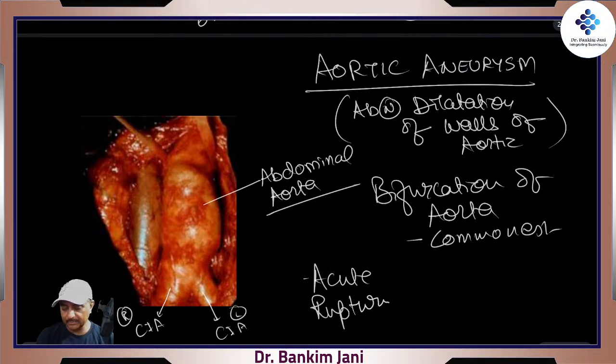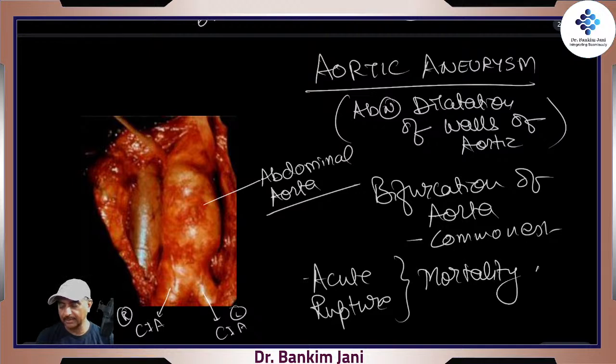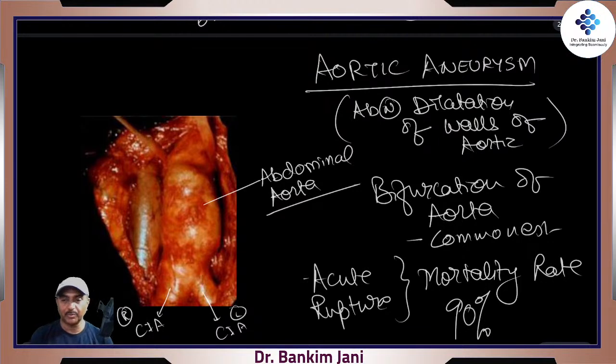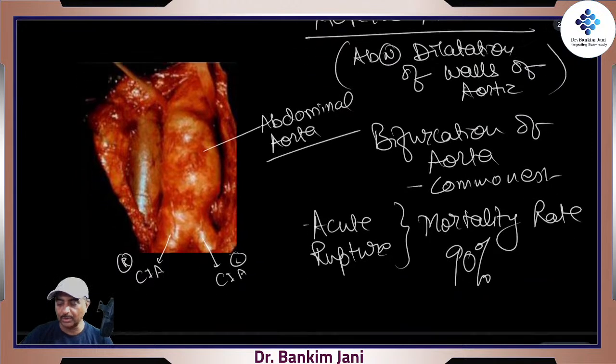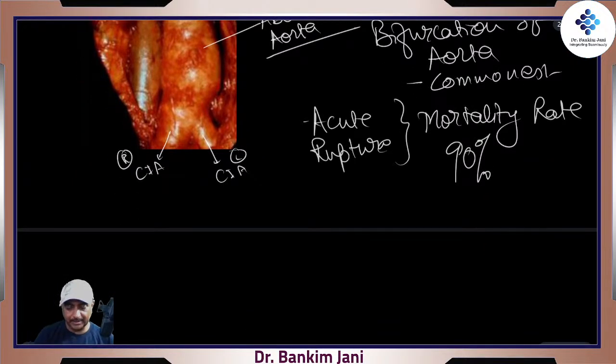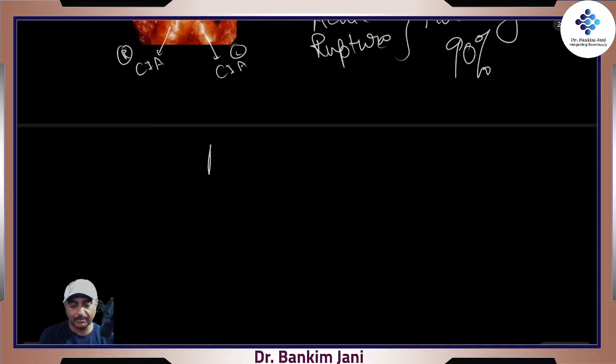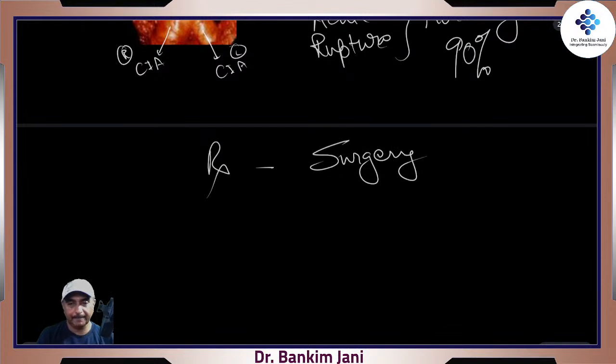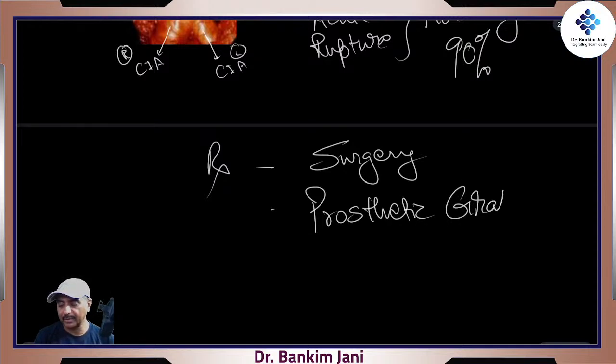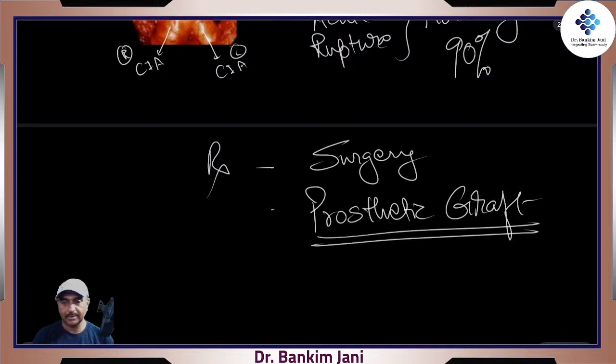The commonest complication is aneurysm rupture, or acute rupture. If it occurs, the mortality rate is very high, almost 90%, because the moment it ruptures, the blood loss is so high. And what would be the treatment? If it has not ruptured, then surgery. In surgery, what is done is a prosthetic graft is put, so that it covers and gives protection.